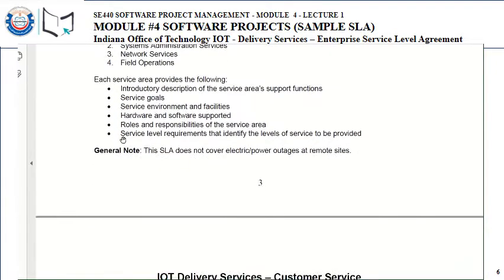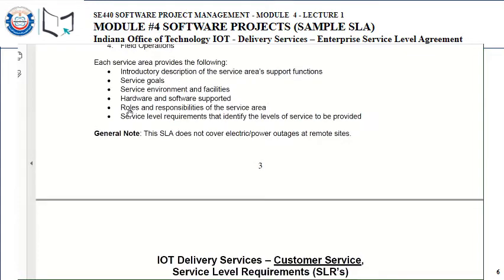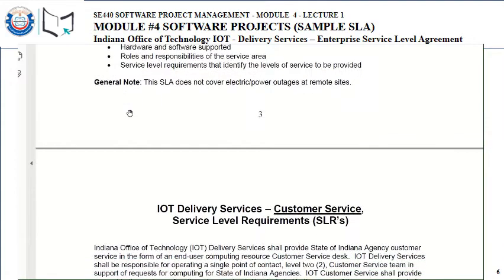Now, for each of these components, they provide an introductory description, then the service goals of that component, and the service environment and facilities, and the hardware and software that are supported from the perspective of that component, then the roles and responsibilities for that component, and then the service level requirements for that component as well.